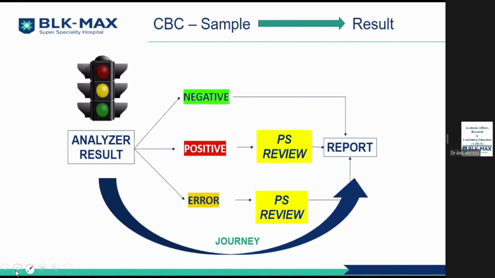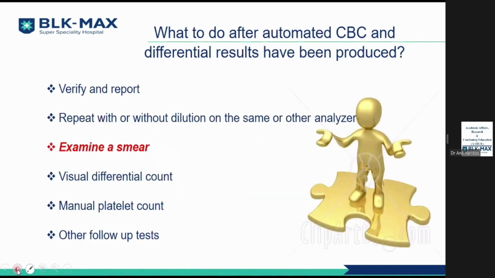And of course, if there is an error of any kind in the analyzer, again, you would like to do a peripheral smear review and finally report. So if you look at this particular graphic cartoon, which I have shown over here, peripheral smear review happens to be extremely central to the results which are either positive or have any kind of errors from the analyzer.